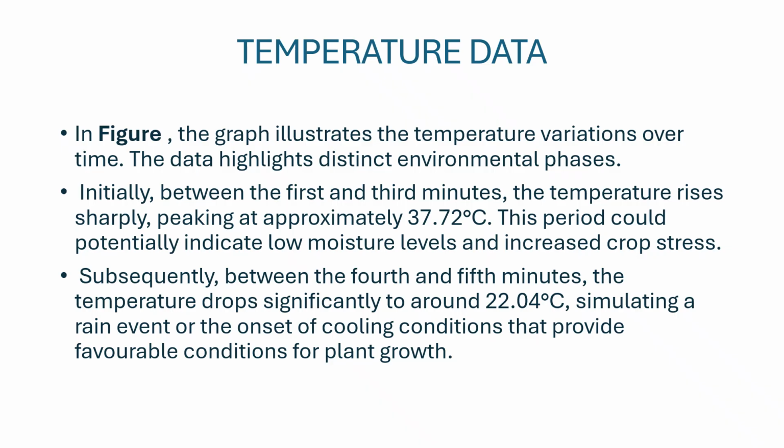rises. After that, between 4 to 5 minutes, the temperature decreases to around 22 degrees Celsius, and it indicates the possibility of rain or a cooling condition. That means at low temperature, the possibility of rain or cooling condition is there. At high temperature, that means low pressure is there and crop stress arises. So with lower temperature, the conditions are generally favorable for the growth of plants, meaning there will be the possibility of rainfall. Got it?